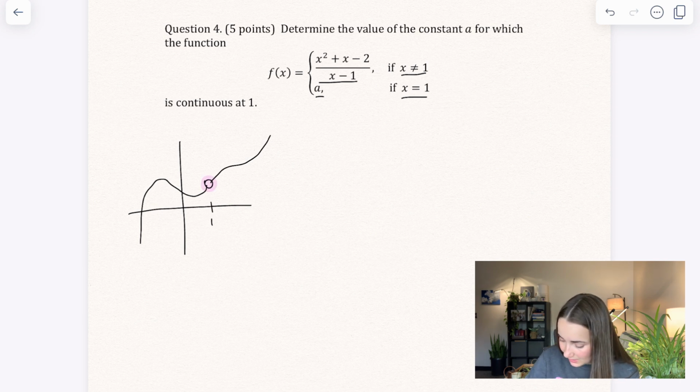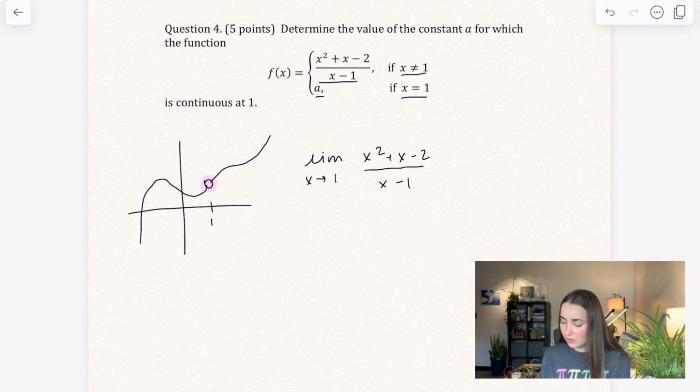So we take the limit as x approaches 1 of our function, x squared plus x minus 2 divided by x minus 1. Here you could try direct substitution to make sure. We get 1 squared plus 1 minus 2 divided by 1 minus 1, and we can see this is going to approach 0 over 0. Since this is a final exam, you could apply L'Hopital's, and I'll let you guys do that if you did.